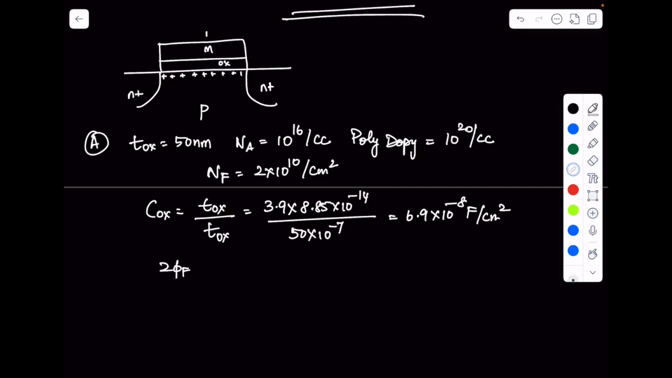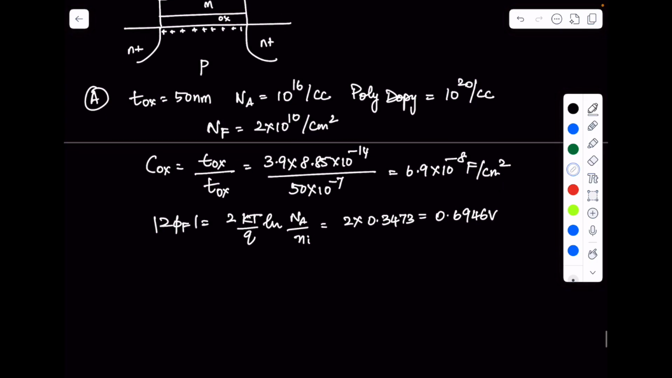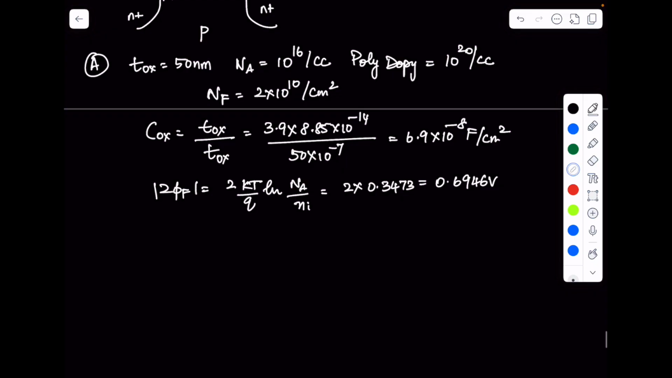Now, what is 2φf? 2φf in this case is going to be 2 times kT by q ln Na by Ni, which is 2 into 0.3473, which is 0.6946 volts. So that's your 2φf, right? Now, to find Vt, I need to find the VFB, and I need to find Vox. Now, to find VFB, I need to know phi ms.